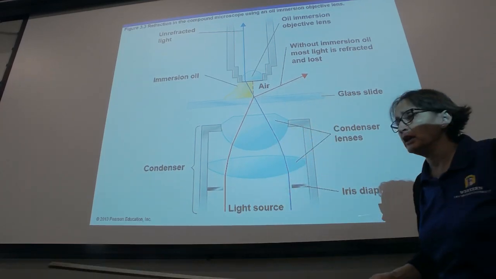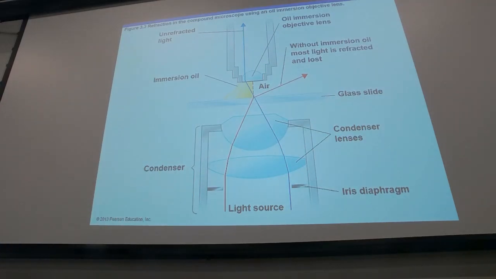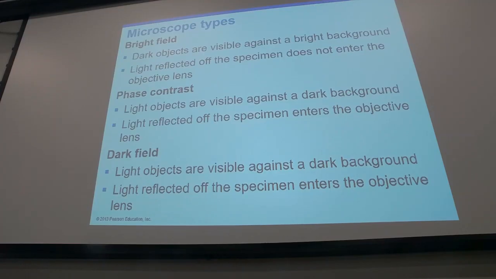So now we don't use immersion oil in every single objective lens, only in the ones where it's needed, which is like the 100 times.